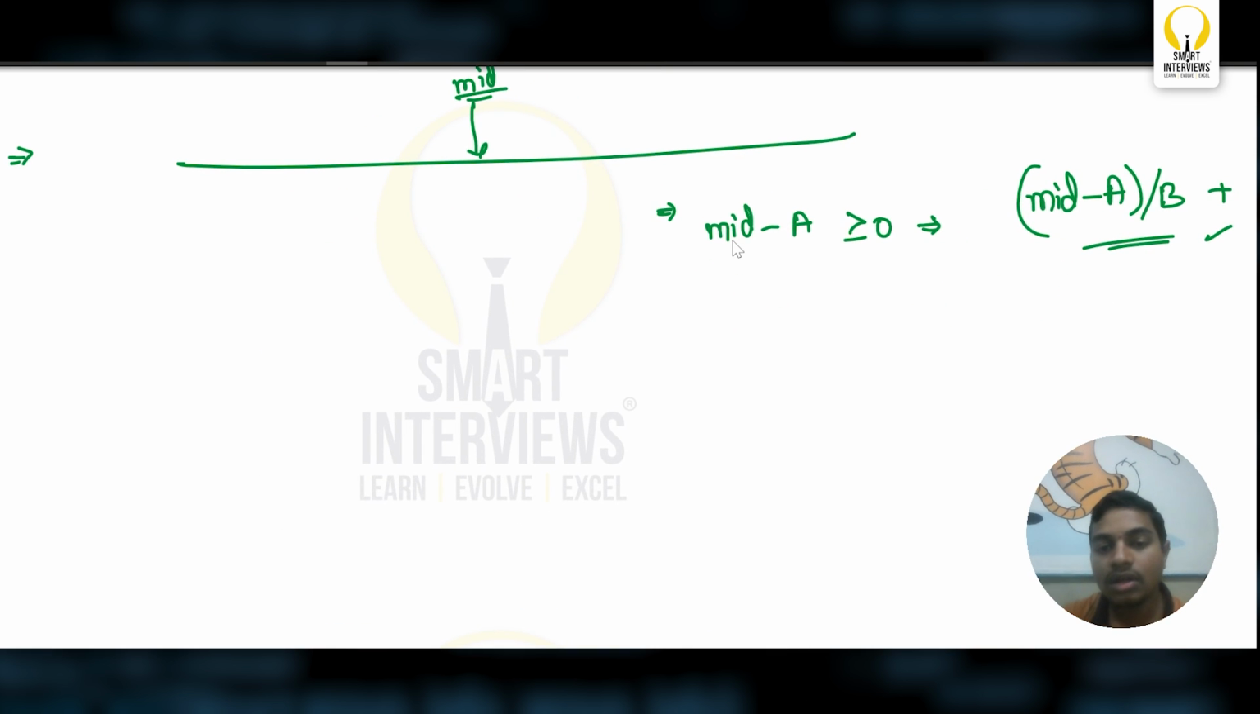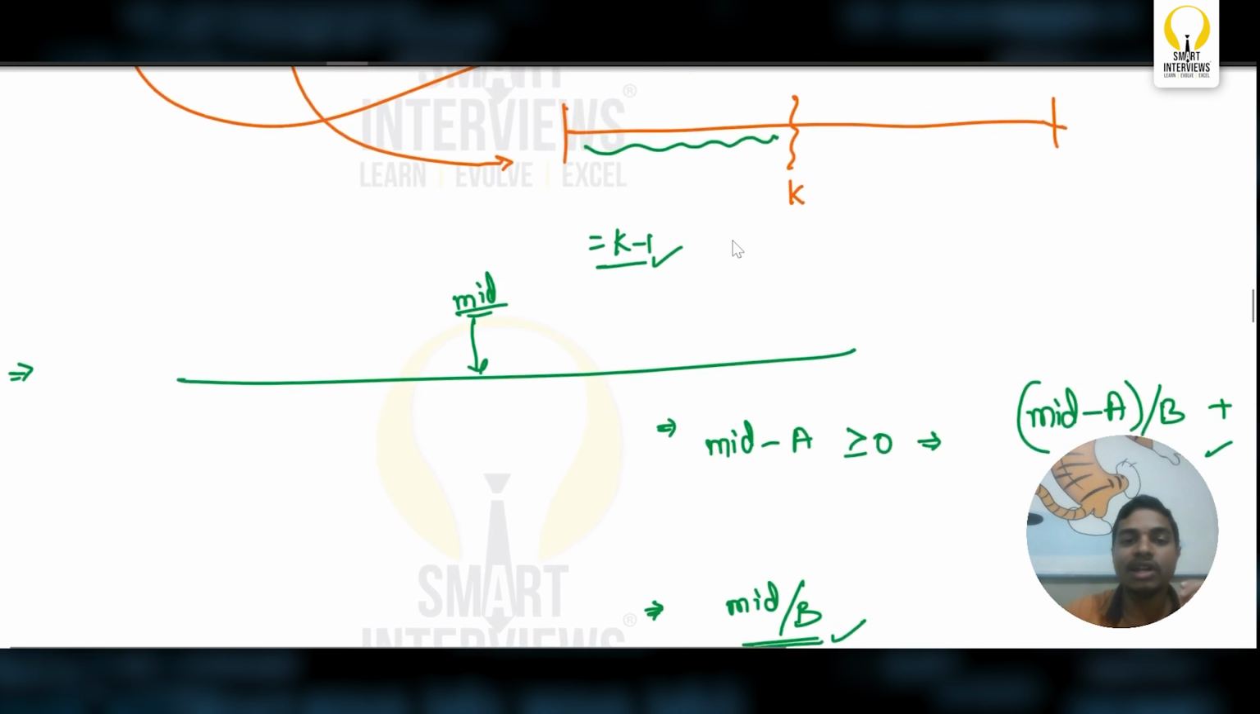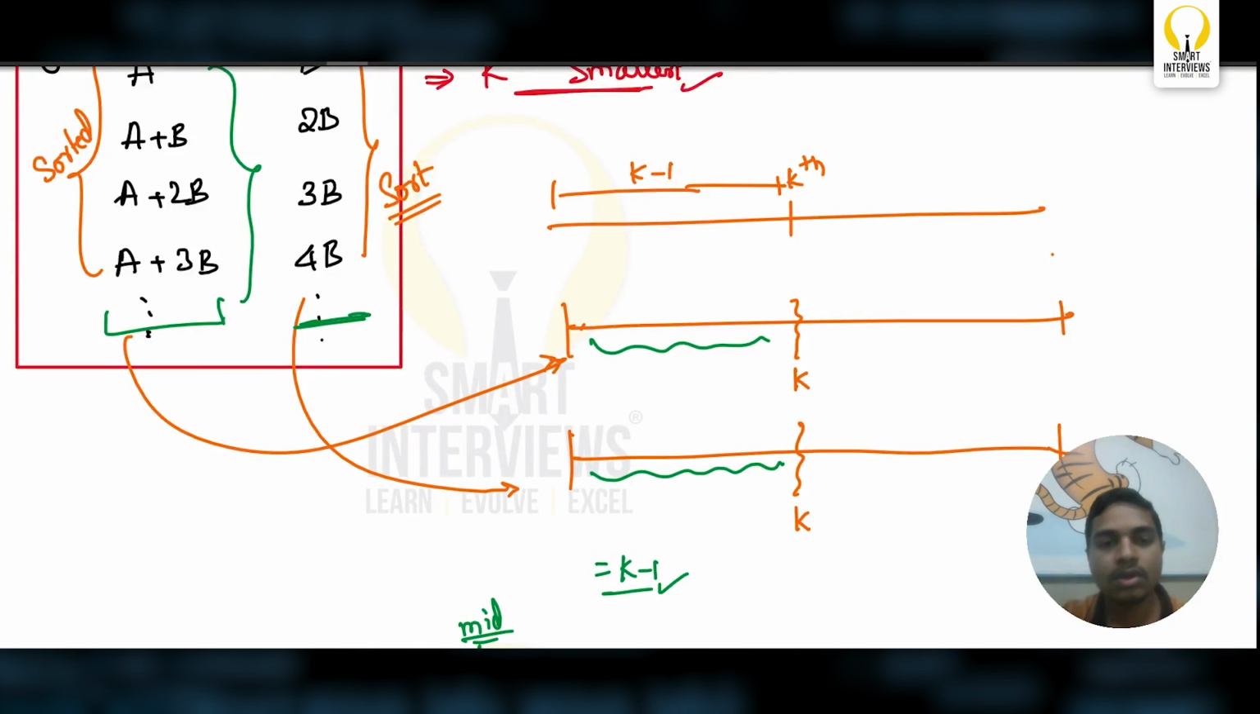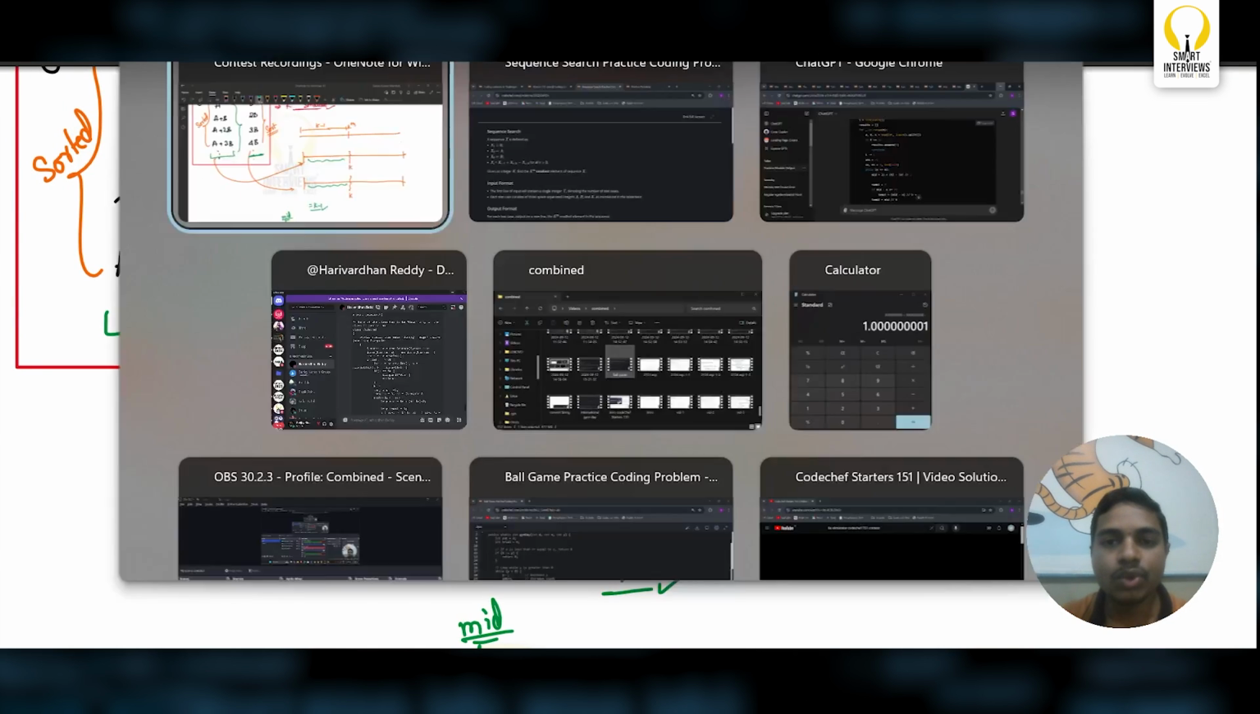In the same manner, if I want the number of elements which are smaller than mid on the right part, I can simply say it is something like mid by b plus 1. So mid by b plus 1 elements will be present on the left of the particular mid in this sequence of the array. Yeah, so let us convert this logic to code.